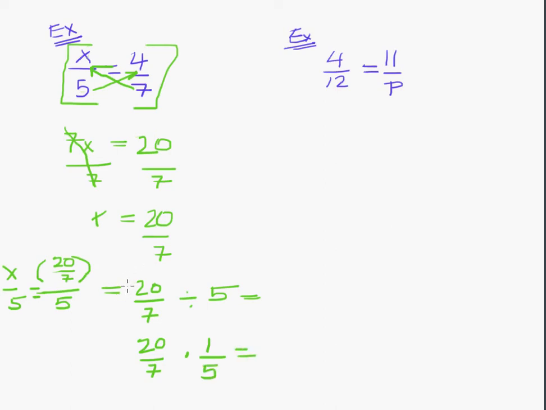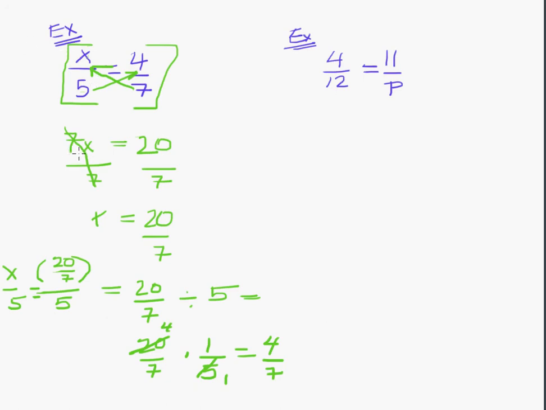So when I do this, I can multiply it straight out and simplify it, or I could see that 5 divides into 5 once, and 5 divides into 20 four times. And so now I simplify the multiplication. I have 4 times 1, which is 4, and I have 7 times 1, because the 5 reduced, so we have 4/7. So we did solve this cross product. X is 20 over 7, and when we substitute it back in, we find that it is equal to 4/7.